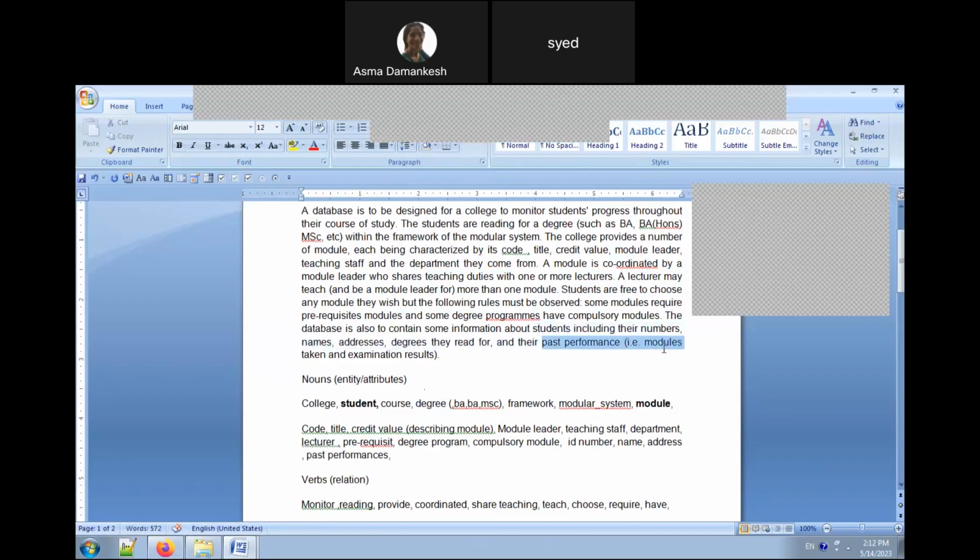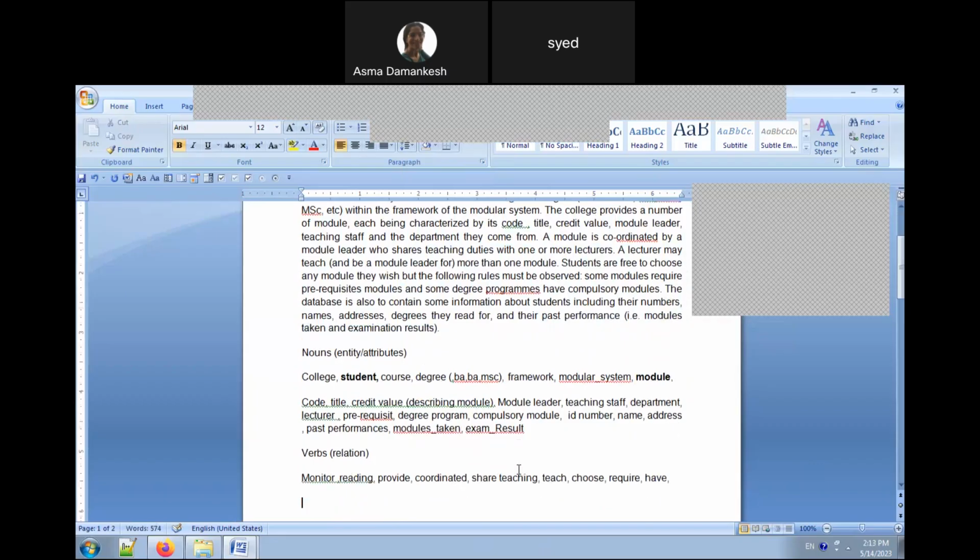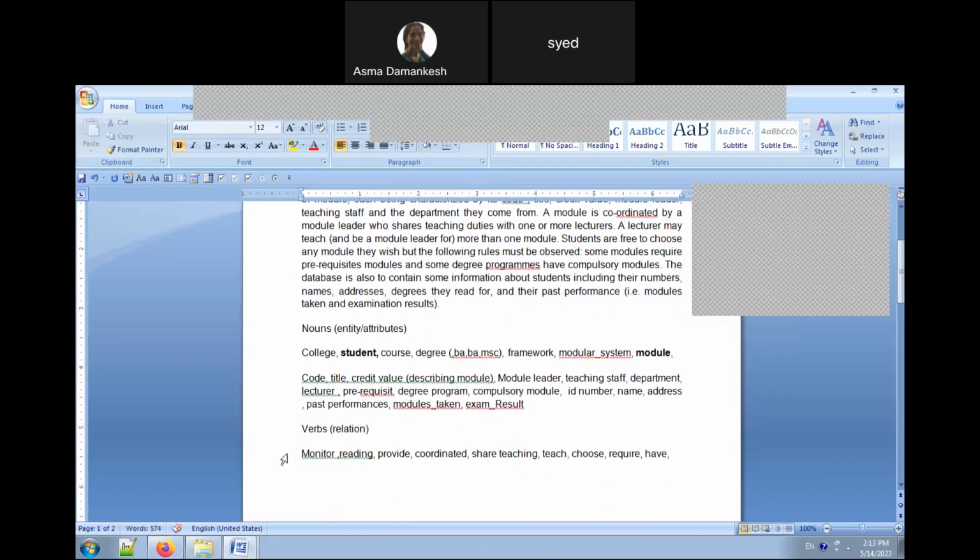What are the past performances? Now this is explaining what is the past performance. Modules taken. So here we say modules taken, and exam result. Okay? So basically what we did is just listed all the nouns and all the verbs.